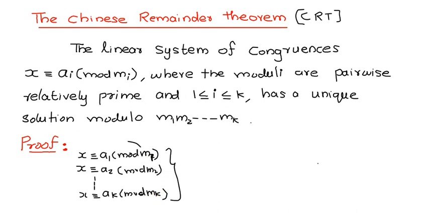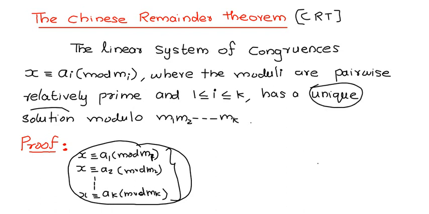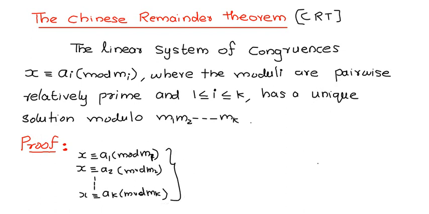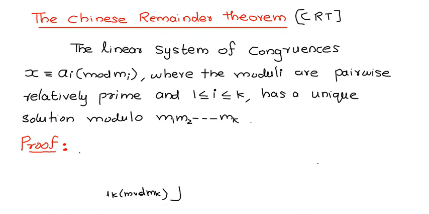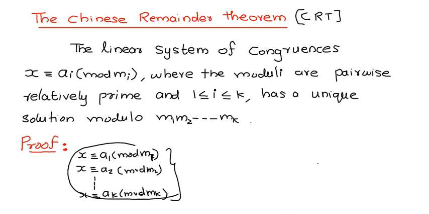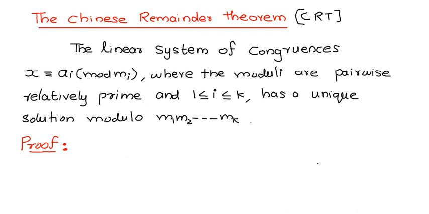Then this system of linear congruences has a unique solution modulo the product m1 m2 m3 ... mk. This is the statement of the Chinese remainder theorem. That means this system has a unique solution if these moduli are pairwise relatively prime. Okay, this is the statement. Now we want to write the proof of this theorem.